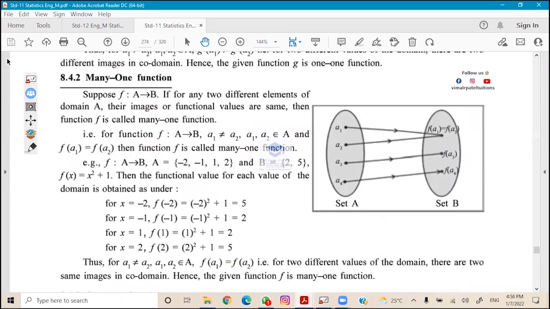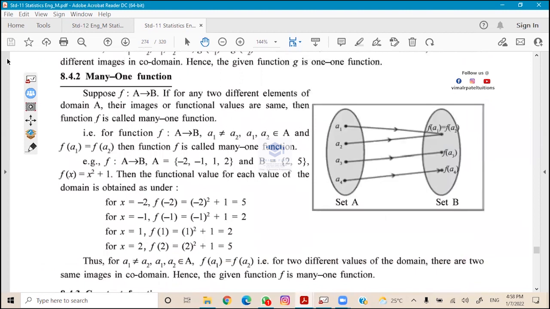Then many-one function. Suppose f is a function from A to B, and for any two different elements of domain A, their image or functional value are the same. It may happen that more than two elements of A will have the same value in B. Suppose A is roll number and B is marks.